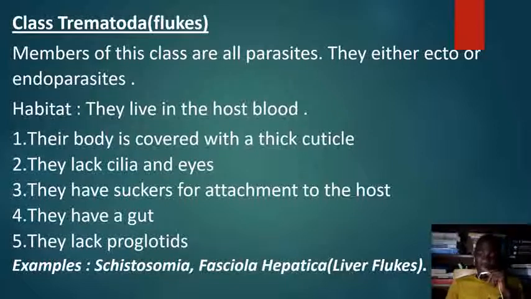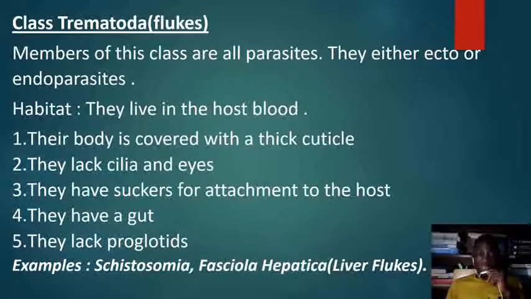Now, let's look at the main characteristics of organisms in this particular class. Their body is covered with a thick cuticle. So they have a body covering that is cuticle, very thick, that covers their body. Let's note it. Then they also lack cilia. They don't have cilia. They also don't have eyes. So let's take note of that one.